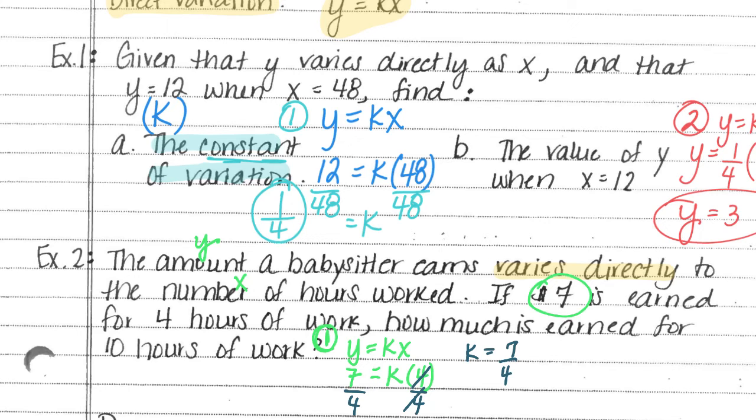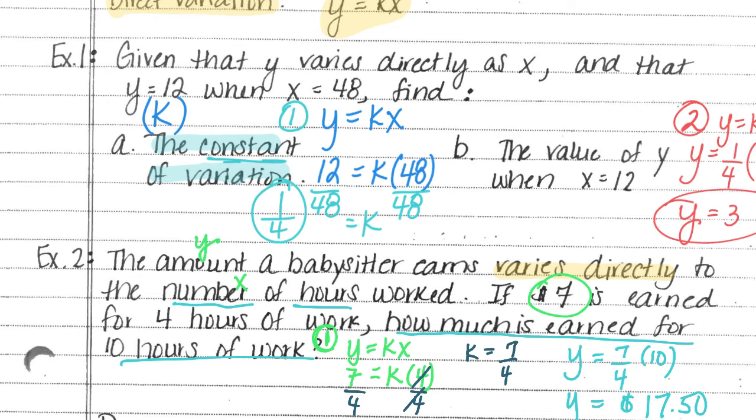So now, this is the second scenario: how much is earned for 10 hours of work? Well, I know that 10 is going to be the number of hours, which I called x. So y equals 7/4 times 10. And since we're talking about money, I'm actually going to put this in my calculator and find a decimal. 7 divided by 4 times 10 gives me $17.50.